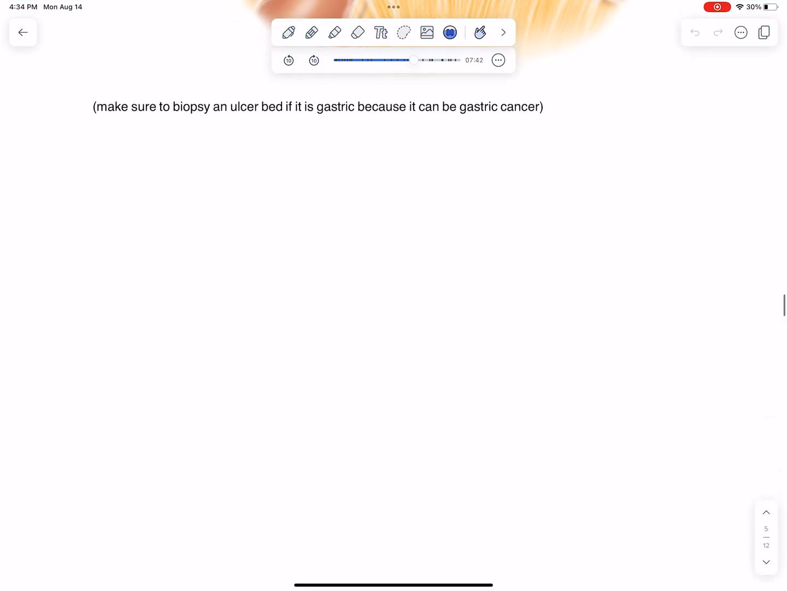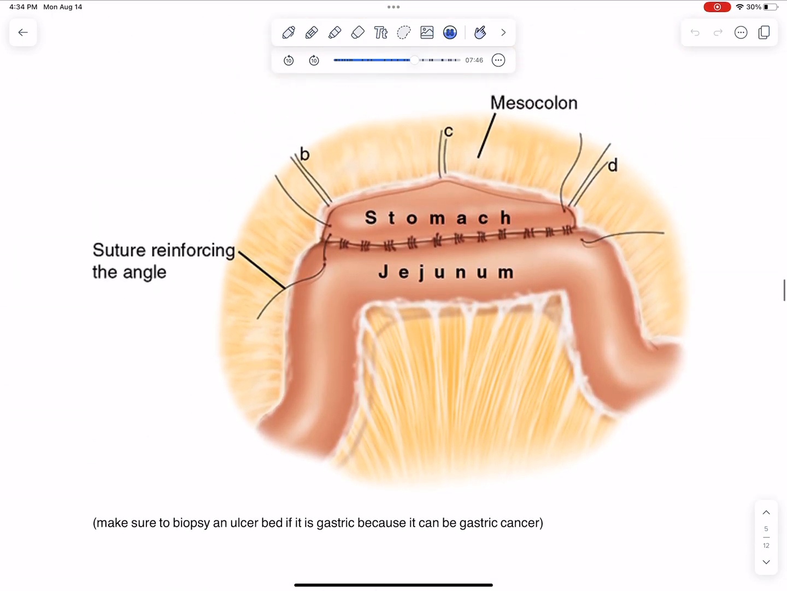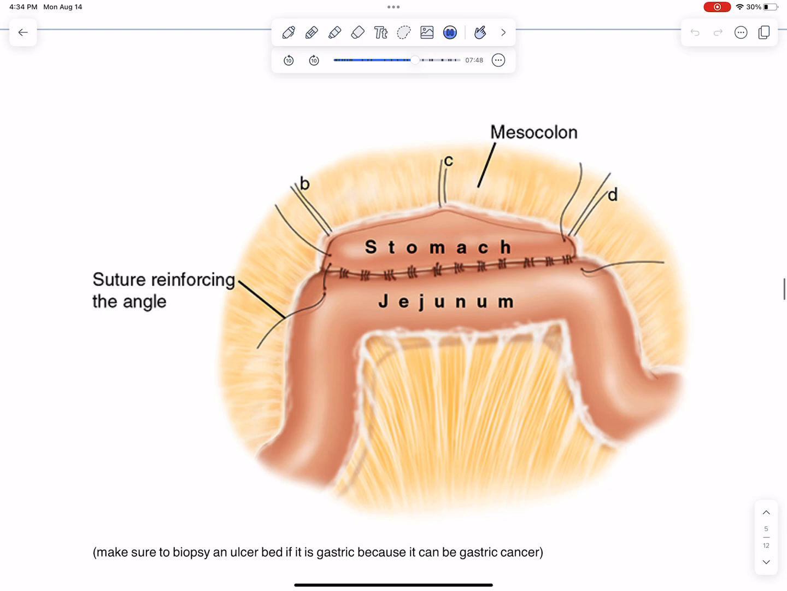Here is an example of a gastrojejunostomy where part of the stomach was excised due to the ulcer and then sewn directly to the jejunum.